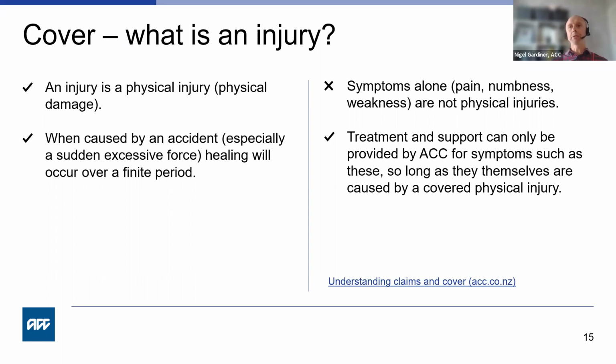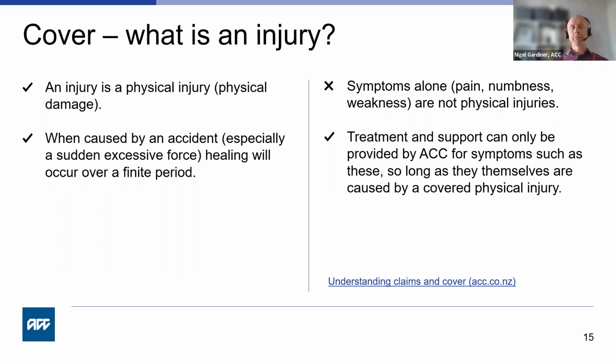So we really want to encourage you to think about the condition you're treating and whether it truly represents actual damage, which is what a physical injury is, and also what your natural healing timeframes might be for accidental injury. A general rule of thumb that we use is that a physical injury caused by a sudden one-off accidental event will heal within a normal soft tissue healing timeframe, normally a period of weeks rather than months or years.